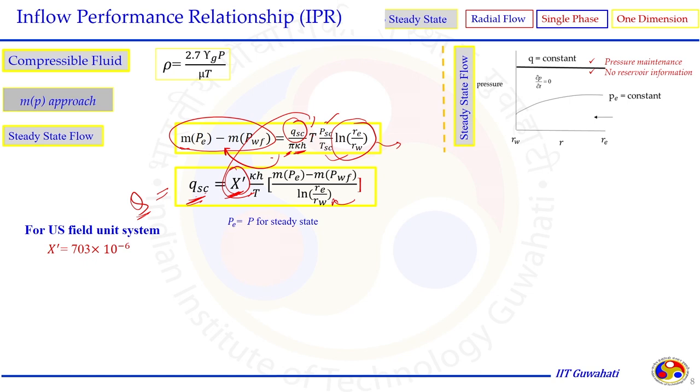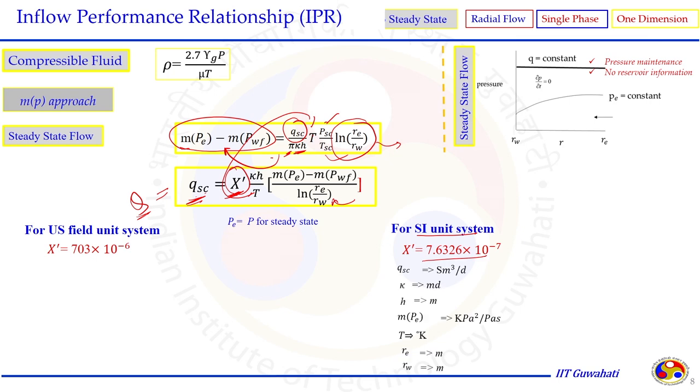So if we are choosing the US field unit system, the K prime will be 703 × 10^-6. If we are choosing the SI unit system, the numerical value of the K prime will be 7.6326 × 10^-7. So what is the meaning of the SI unit system?